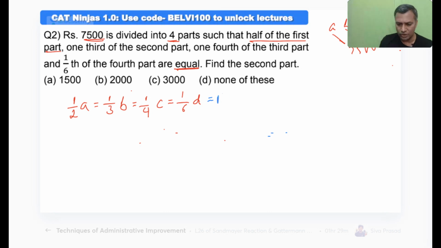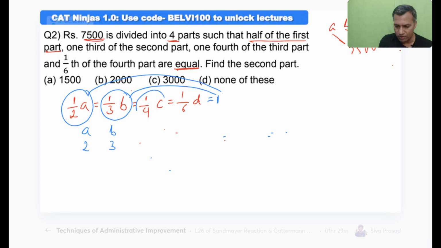If this is 1, what you are trying to say is half of A is equal to 1, which means A is nothing but 2. 1 by 2 into 2 becomes 1. Similarly, now look at this. You are also trying to say that 1/3 of B is equal to 1. Therefore, the value of B is nothing but 3. 1/4 of C is also nothing but 1. Therefore, the value of C is nothing but 4. 1/6 of D is also nothing but 1. Therefore, the value of D is equal to 6.